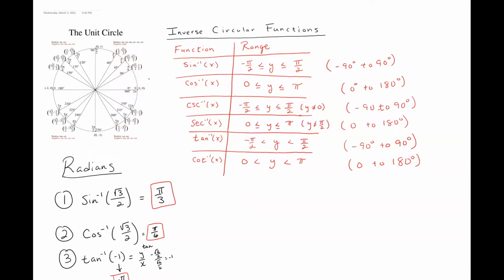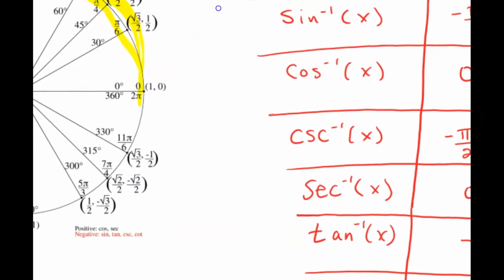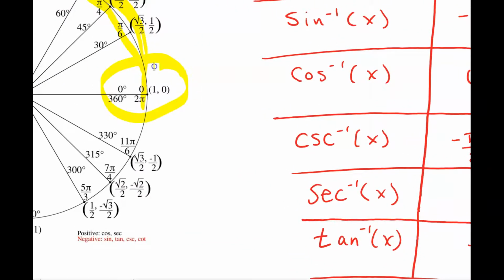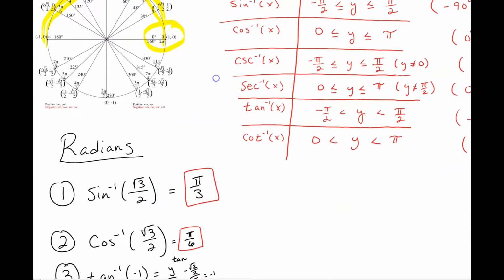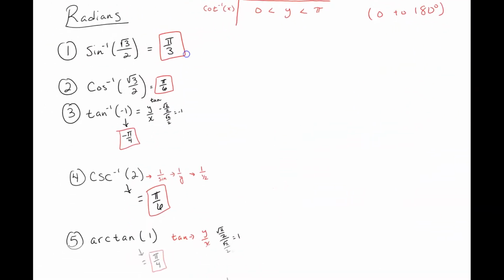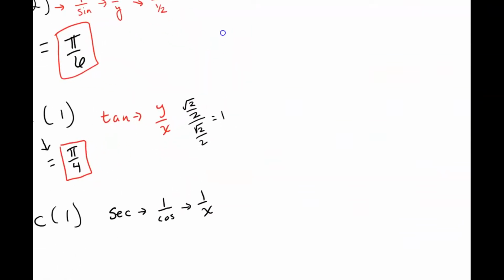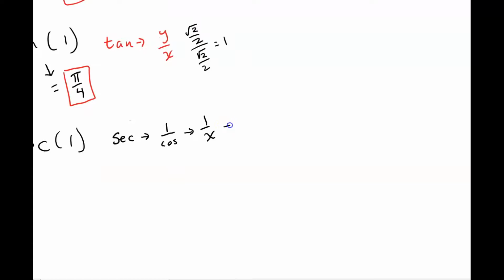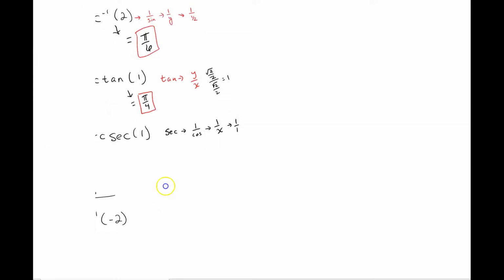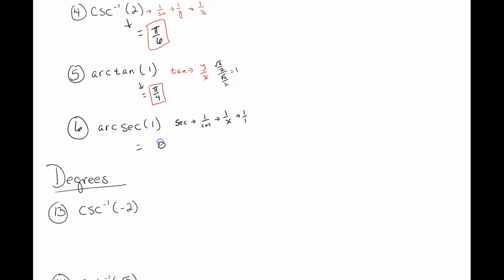So let's take a look at the range of secant. It's from 0 to pi. So that means we're going from here to here. And secant, again, is the reciprocal of the x value. Well, the only place that that happens on our circle is at 0 degrees or 0 radians. So the arcsecant, in other words, is going to be 1 over 1. All right, and that happens at 0 radians.